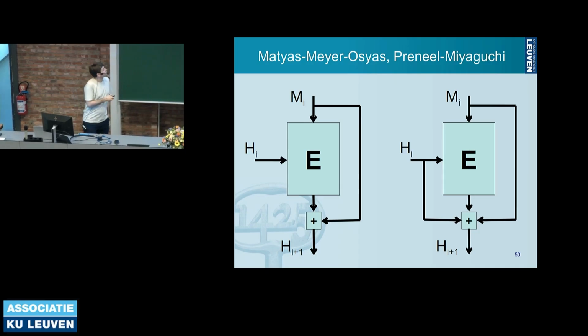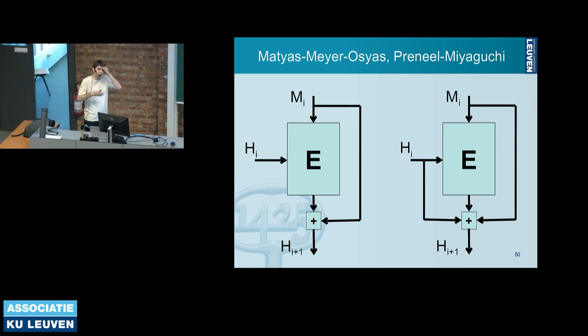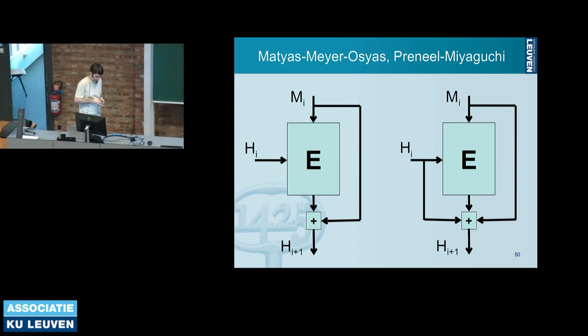So for example, instead of putting the message as the key, you can also put the message at the input and then use the chaining value as the key. This is very similar, but also with the feed forward. You can also add another sum, another XOR, or it can also be modular addition, between this chaining value and the output. So those are three commonly used approaches of turning a block cipher into a compression function.